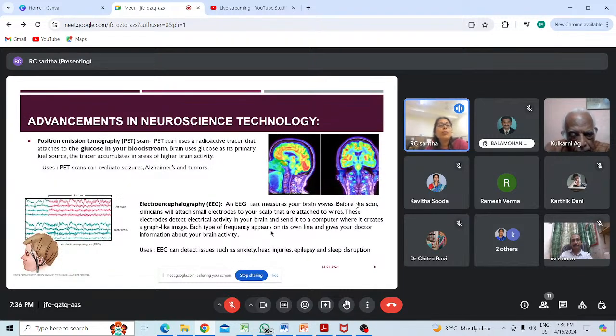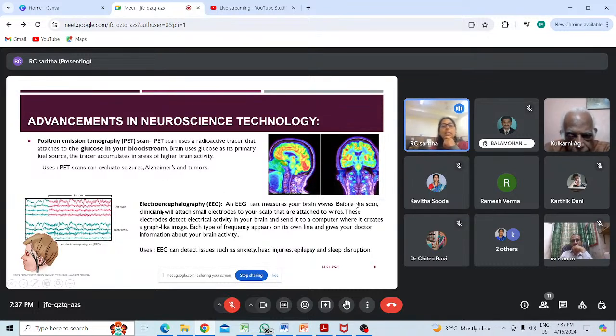The third one is positron emission tomography, which we call a PET scan. A radioactive tracer is used, which attaches to the glucose in your bloodstream. The brain also uses glucose as its primary fuel source. That tracer accumulates in the area of higher brain activity. So wherever the glucose deposits are more, people will think that the brain activity is higher over there. By using a PET scan, we can trace that glucose in your bloodstream in the brain. That can be visualized on the right side of the picture.